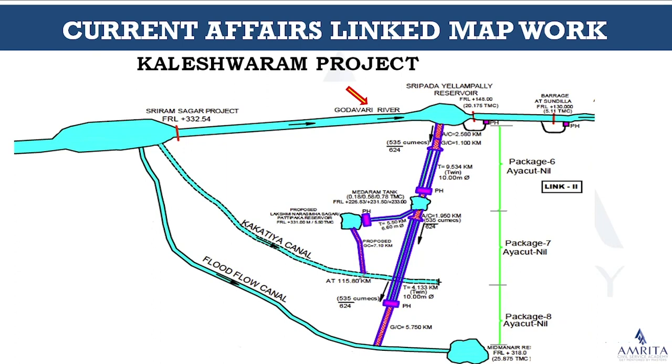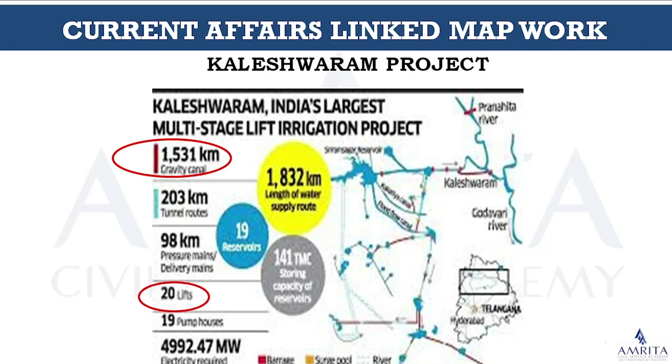Next one, Kaleshwaram project. It's a lift irrigation project on the Godavari River. It was recently in news as the center provided grants for the construction of this project. The speciality of this project is that it has a gravity canal of around 1531 kilometers, around 20 lifts and 19 pump houses. It's a very big project. It is India's largest multi-stage lift irrigation project in the Telangana region.